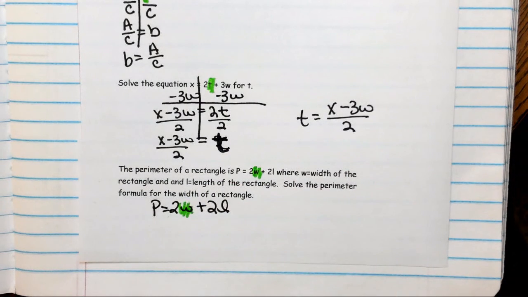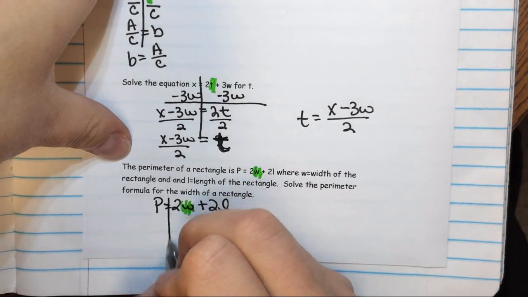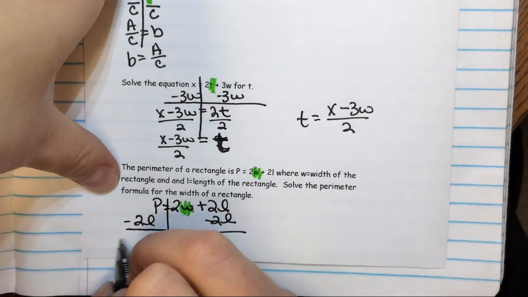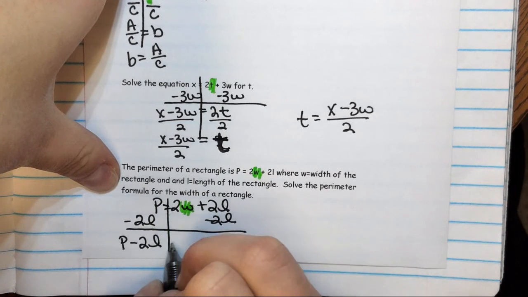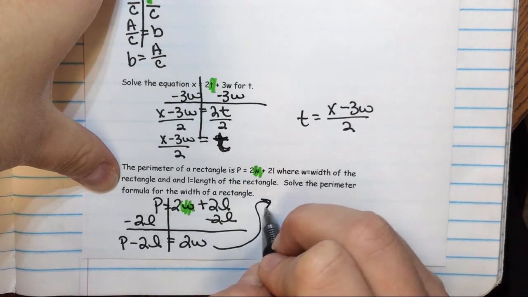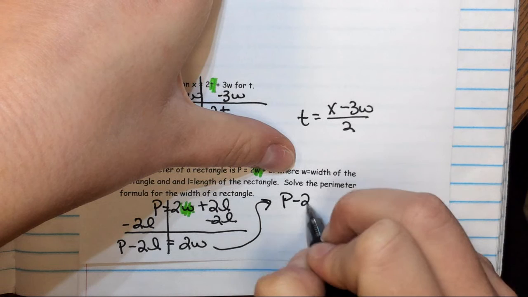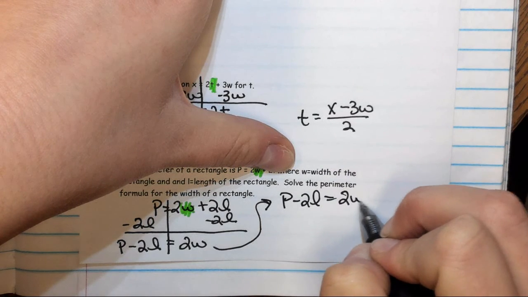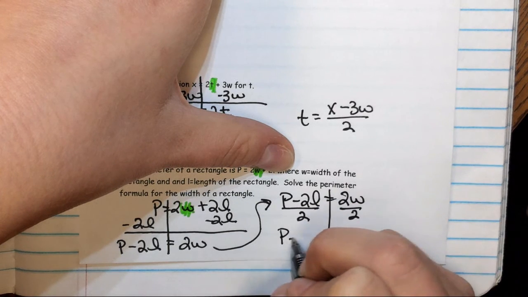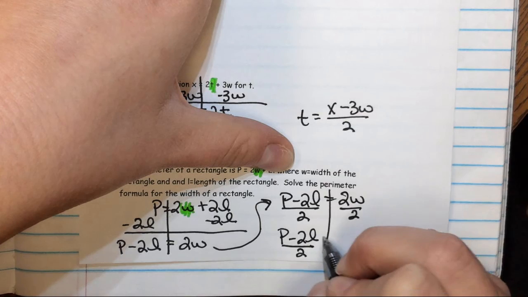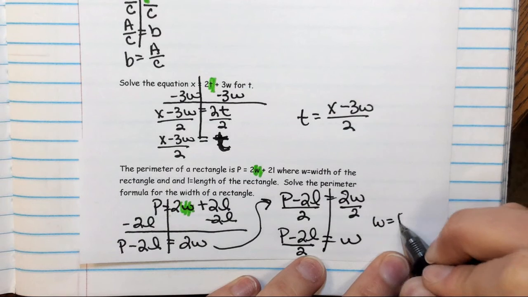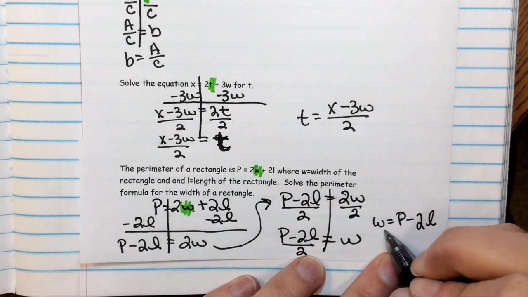So in order to solve that for w, the first thing I'm going to need to do is subtract 2l from both sides, so I have to get anything that's added or subtracted out of the way. So I have p minus 2l is equal to 2w. And then, in order to get w by itself, I'm going to have to use the division property of equality, and I'm going to need to divide both sides by 2. So I end up with p minus 2l over 2 is equal to w, or again with that symmetric property, w is equal to p minus 2l over 2.